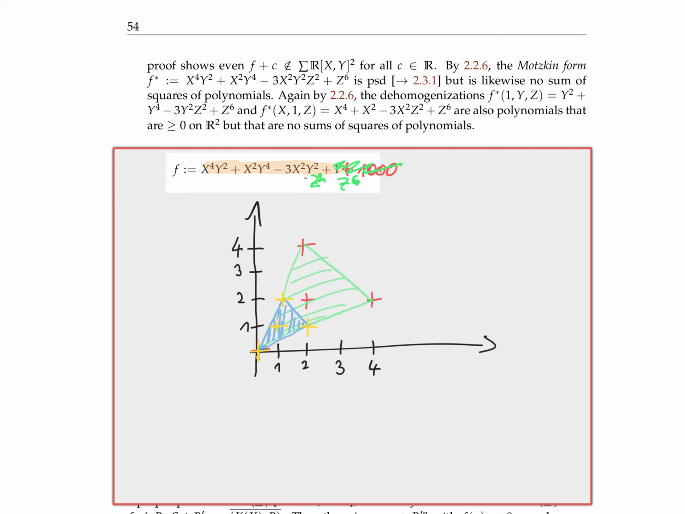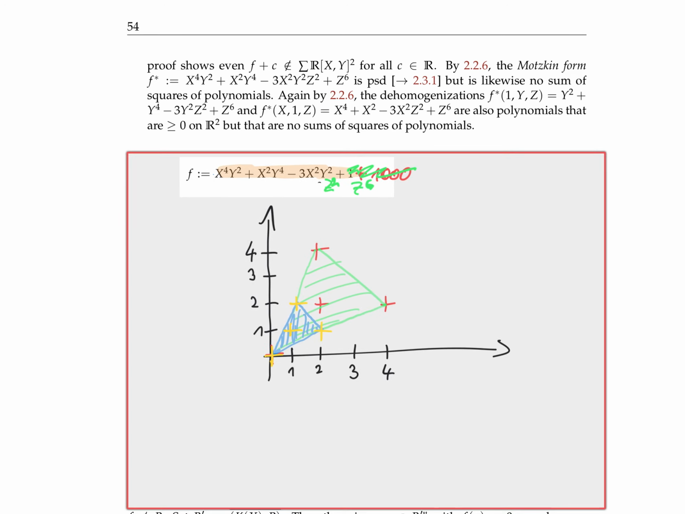So I get y squared plus y to the 4th minus 3x squared z squared plus z to the 6th. Or I dehomogenize with respect to the second variable, and I get this thing here. And because this homogeneous thing was not a sum of squares, also these dehomogenizations are not sums of squares. So we still get other examples. And they are non-negative on R squared.